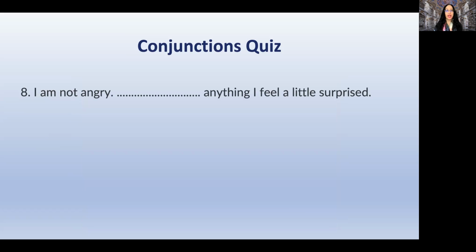Number 8, I am not angry, period. Blank anything, I feel a little surprised. I am not angry, period. If anything, I feel a little surprised. I'm not angry, period. Unless anything, I feel a little surprised. I am not angry, period. Whether anything, I feel a little surprised. Now that I said all of those, which one makes sense?